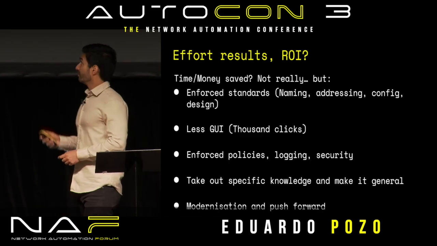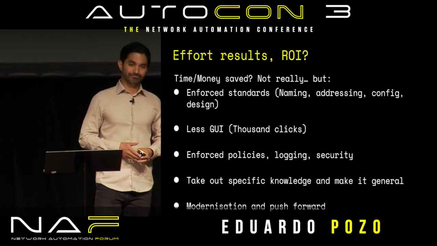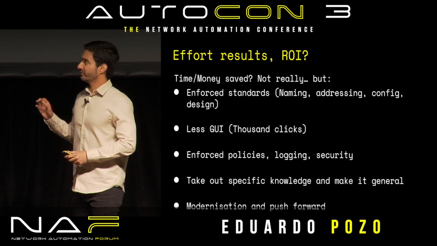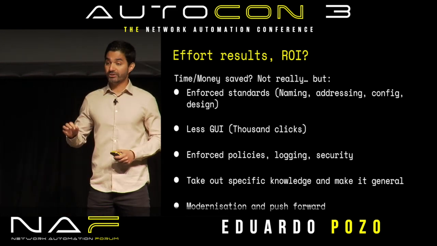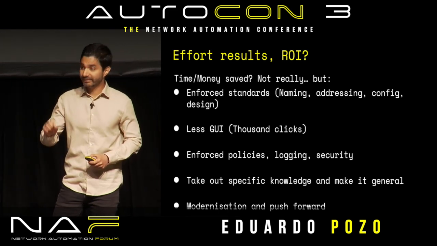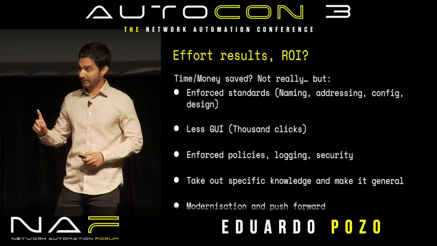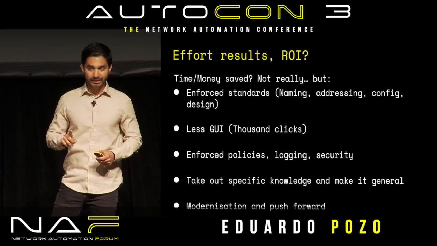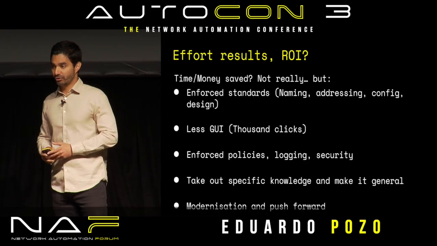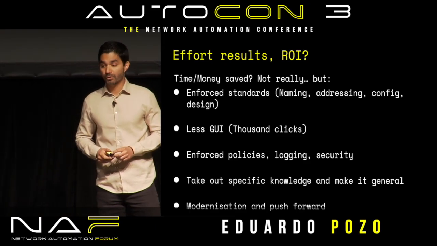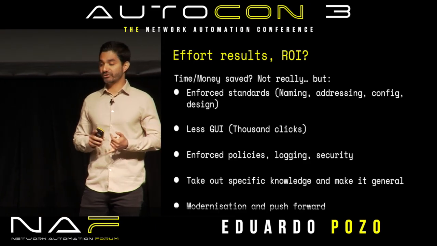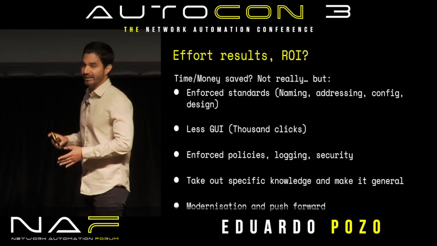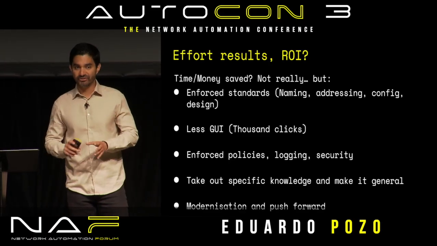What did we achieve? Did we save some time and money? I don't think so. And my opinion is that anyone who is trying to go into network automation thinking that they are going to directly save money, they are going to see the project as a loss. But indirectly, they are going to save a lot of money and time. Why? Because now we are enforcing standards. Names, addresses, configuration, design, security policies, everything is standardized.